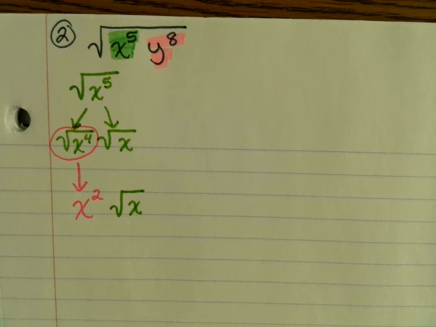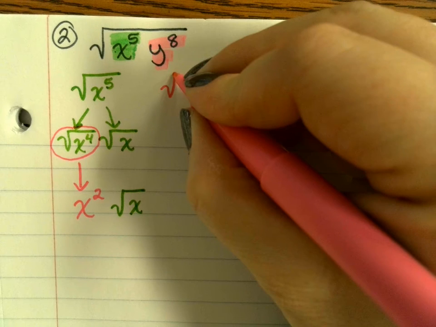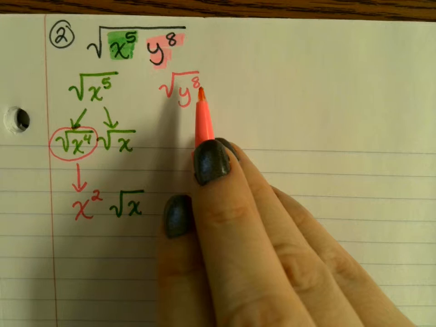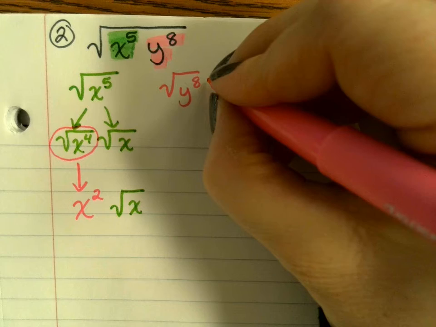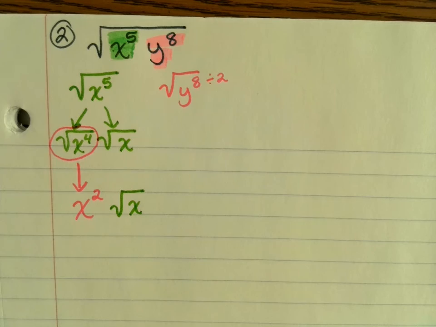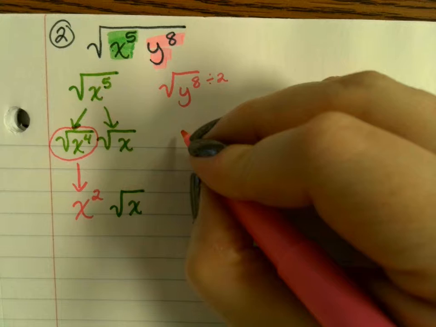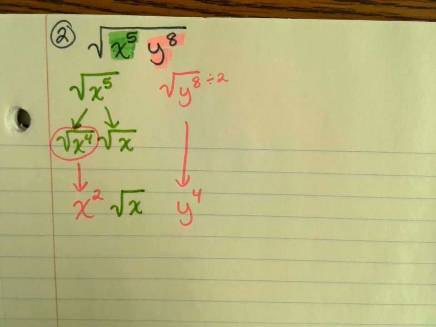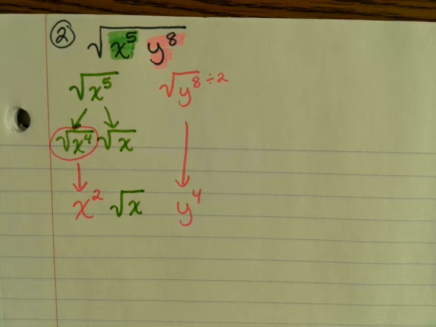So we can separate this out as y to the 8th inside of the root. And then again, all you're going to do is just divide that by 2. What's 8 divided by 2? 4. So that comes down as y to the 4th. No radical. You've gotten rid of the radical.